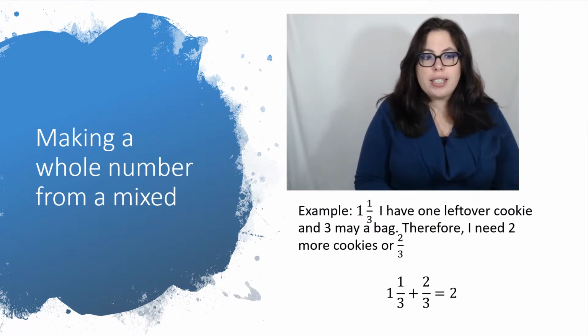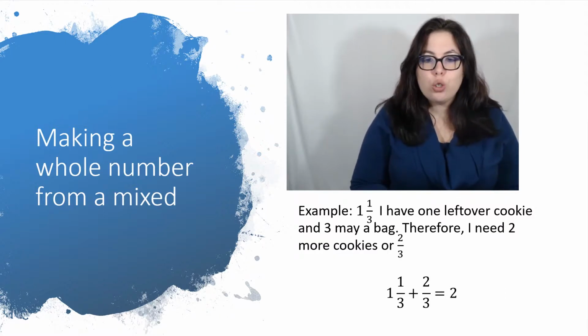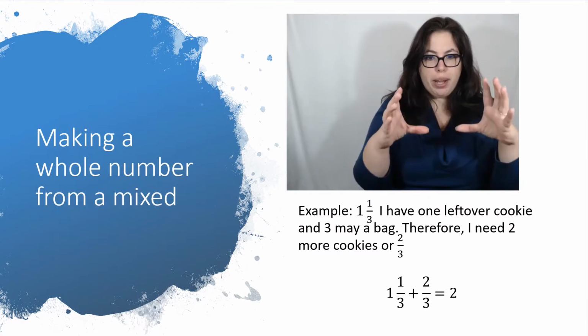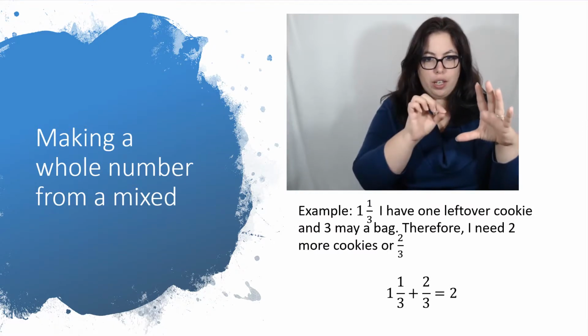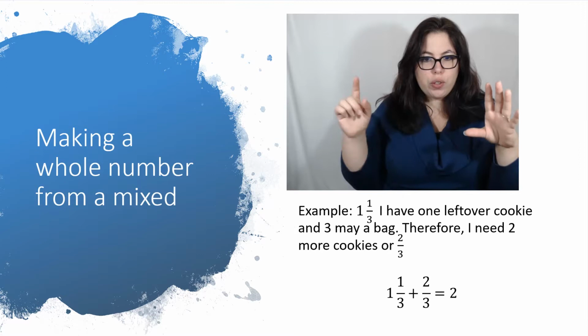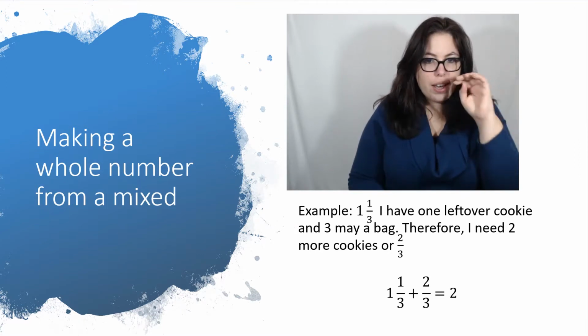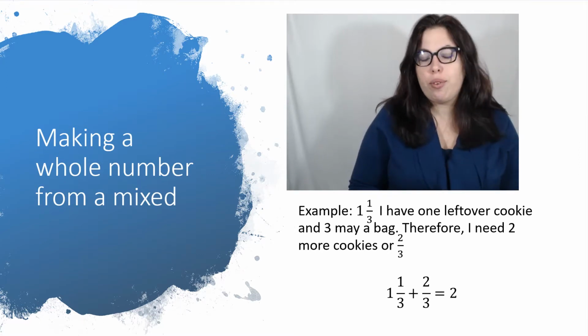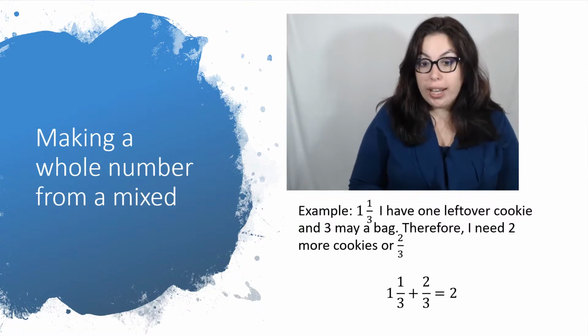So let's ask ourselves a couple questions. First question, how many total cookies do I have? Well, I have 1 bag of cookies that has 3 cookies in it, plus 1 left over. If I count all those up, I have 4 cookies. So if I wanted to write this as an improper fraction, it would be 4/3, okay?